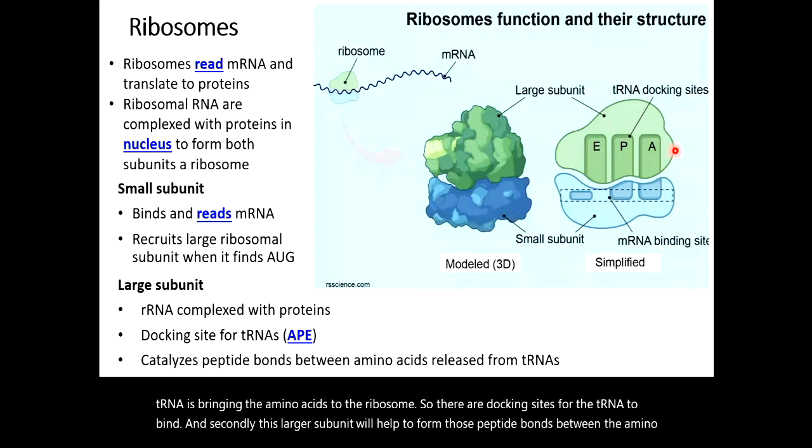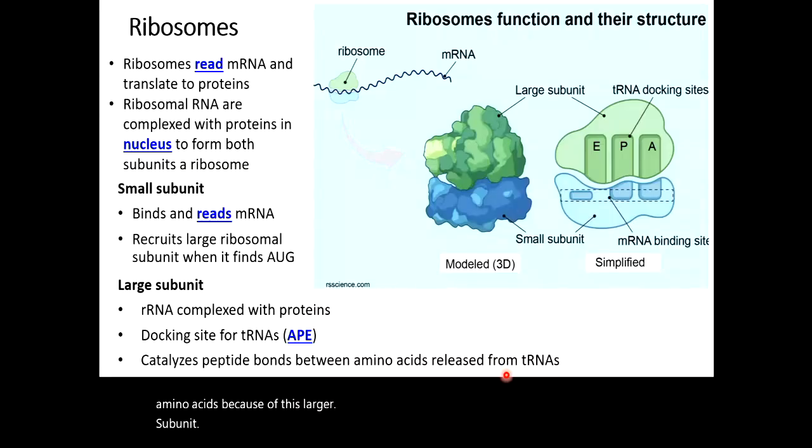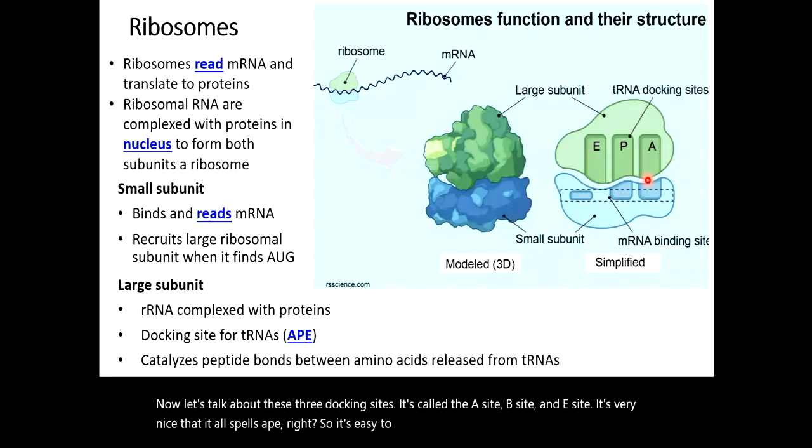So all the amino acids which come in, the peptide bonds being formed between those amino acids is because of this larger subunit. Now let's talk about these three docking sites. It's called the A site, P site, and E site. It's very nice that it all spells APE, right? So it's easy to remember these three sites.